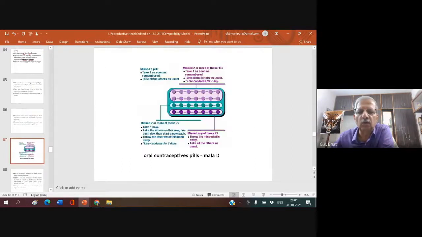Right? So this is what I have. 28-day pill, Mala D. All these, first week, second week, third week, and this last one is just to see that it is not missed.